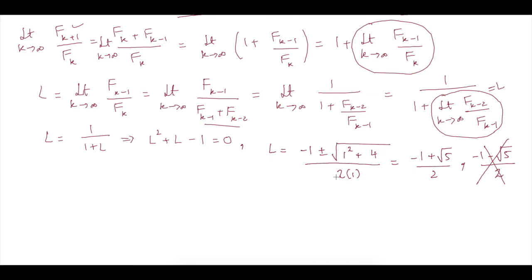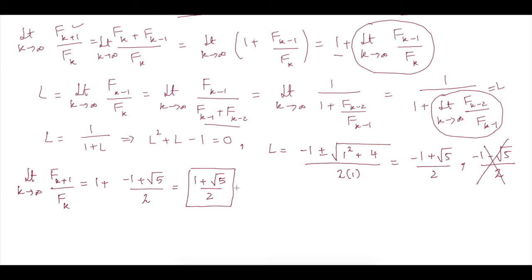Okay, so then this is my L, but my limit of this is actually 1 plus L from here. So I can say limit k tends to infinity f of k plus 1 over f of k is equal to 1 plus minus 1 plus root 5 over 2, which is equal to 1 plus root 5 over 2.